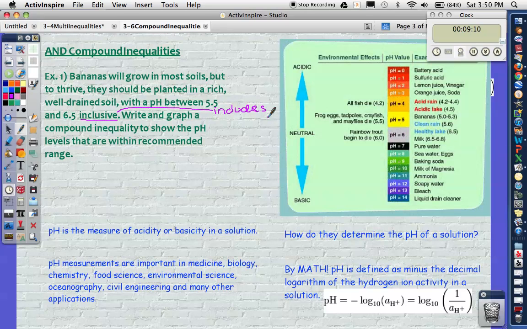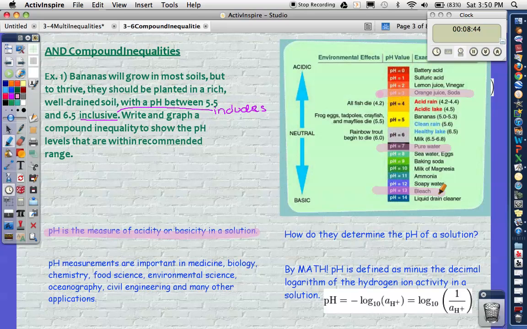So if you're not sure what pH is, some of you probably have talked about it in science. It's the measure of acidity or basicity in a solution. And I gave you just a chart just to kind of see. You may have heard that the pH of water is 7. You think of things that are more acidic, like orange juice has a pH of 3. And then bleach is up here with a high pH of 13. So just to kind of give you an idea of what pH is.